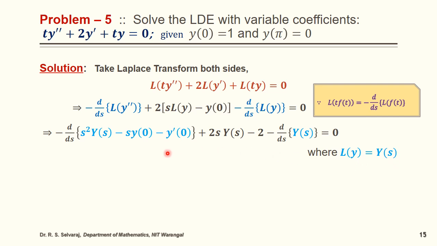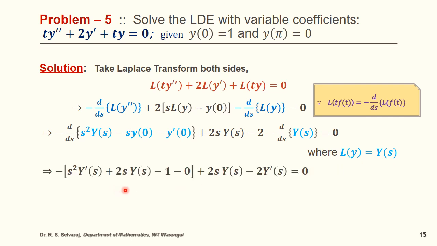Now I am going to replace L of y as capital Y of s. Why am I doing that? Because you have a derivative d by ds operator, which is a differential operator going to differentiate with respect to s. For that purpose, L of y is replaced as capital Y of s. In fact, the Laplace transform of y is nothing but a function of s. We denote the Laplace transform of small y as capital Y of s.